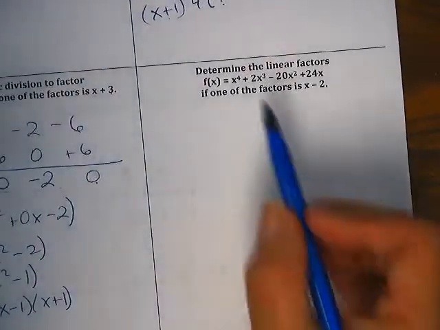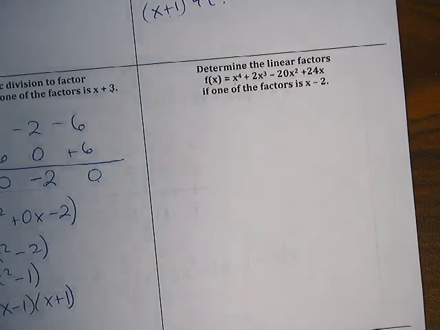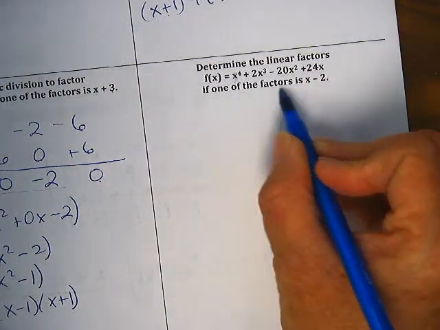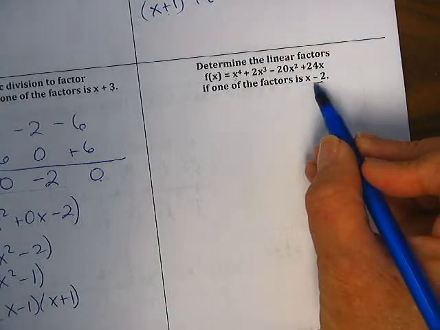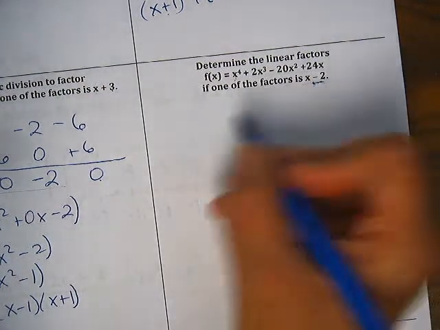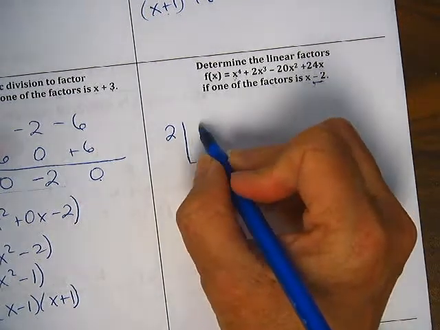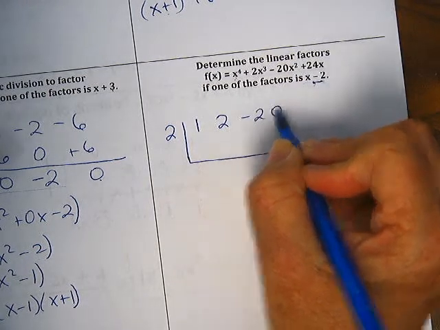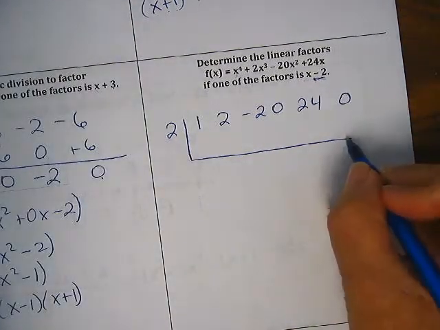Okay, this last problem, determine the linear factors of an x to the 4th polynomial. If one of the factors is this, so we're given that this is a factor, once we do our synthetic division, we'll have to continue factoring what's left. So let's see, we've got x minus 2, so we put a positive 2 on the outside. And we fill in with our coefficients. So we've got a 1, 2, negative 20, 24, and 0, the constant, which is missing on this one.